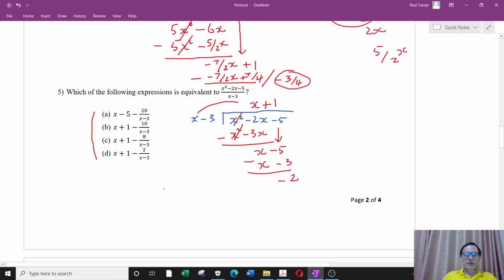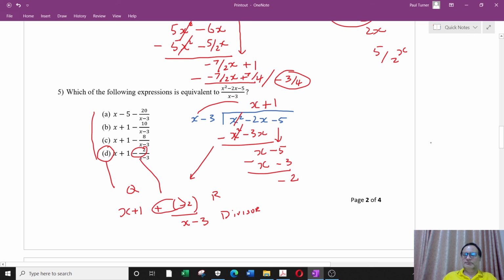So look at our solution. This could be written as x plus 1, the quotient, plus the remainder on the divisor, plus negative 2 on x minus 3. I'm just referring back to page 1 here. So our solution can be written like that. So that's your quotient. This is your remainder. This is your divisor. And we can see it must match D here because it looks the same. The plus minus 2 is the same as minus 2 here.